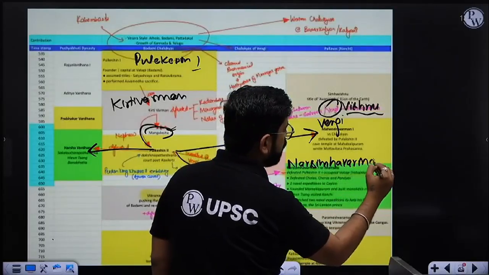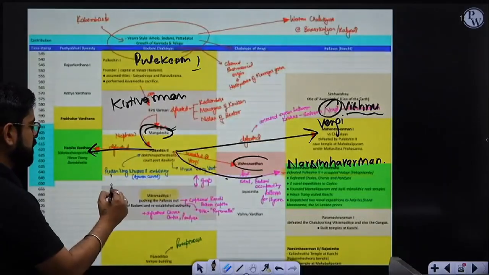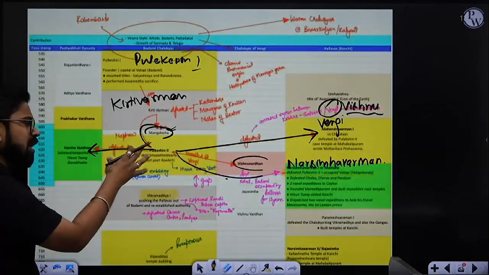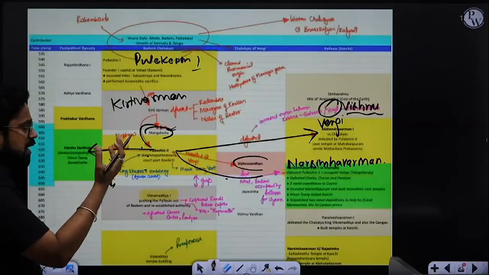Narasimhavarman, Patapi Konda. Right, he will defeat, and that follows. That says that there will be a lag of some 13 years. Also, we saw Juin Sang came into this area. He said Pulkesin II is a very good ruler, very efficient. Administration is very efficient and all.